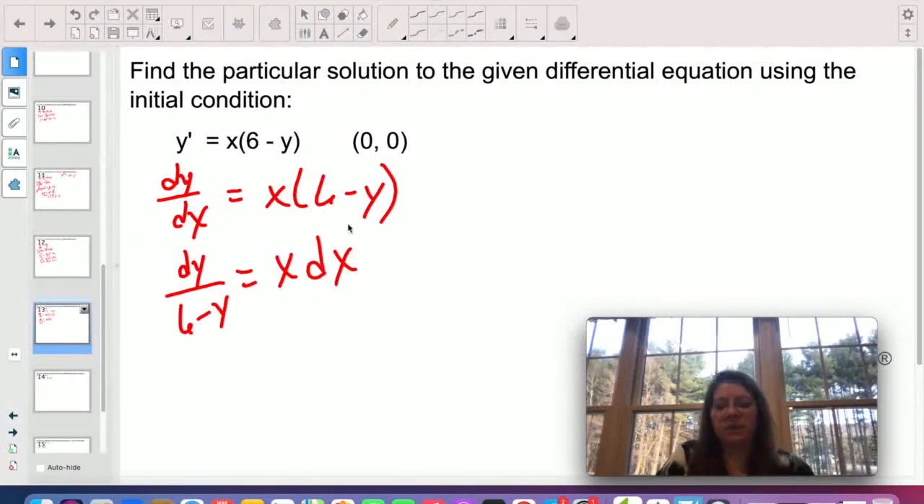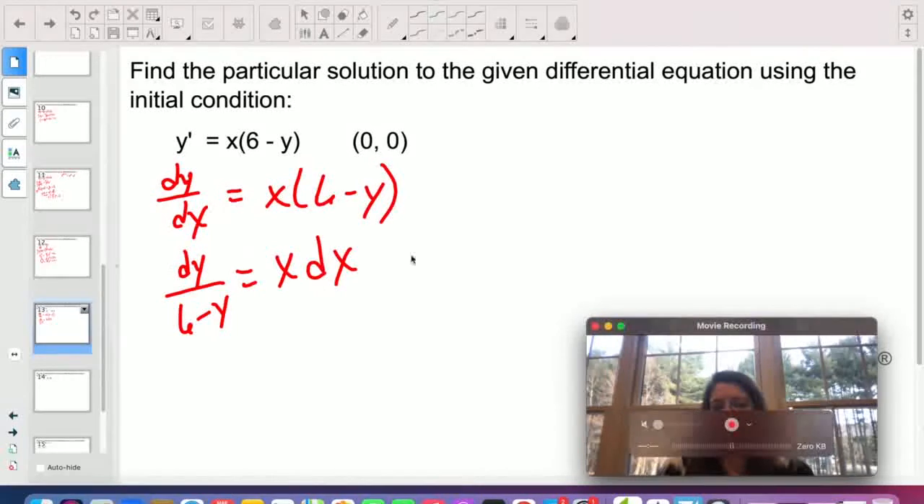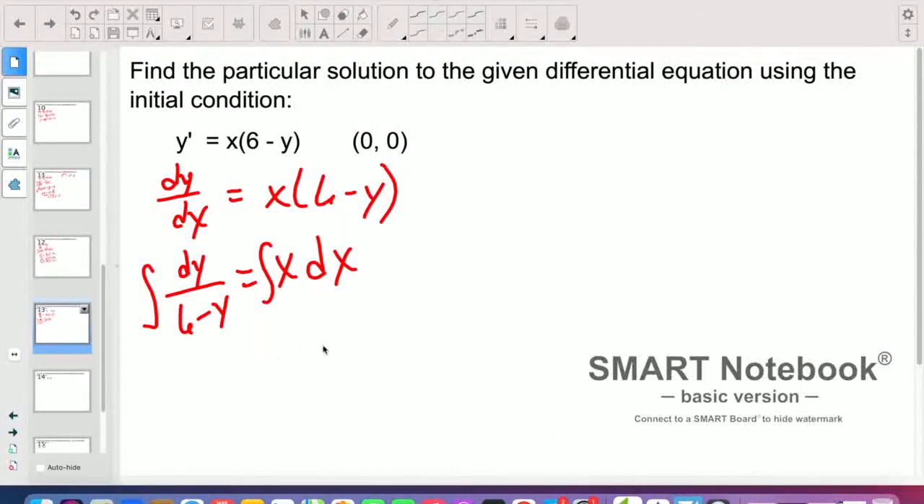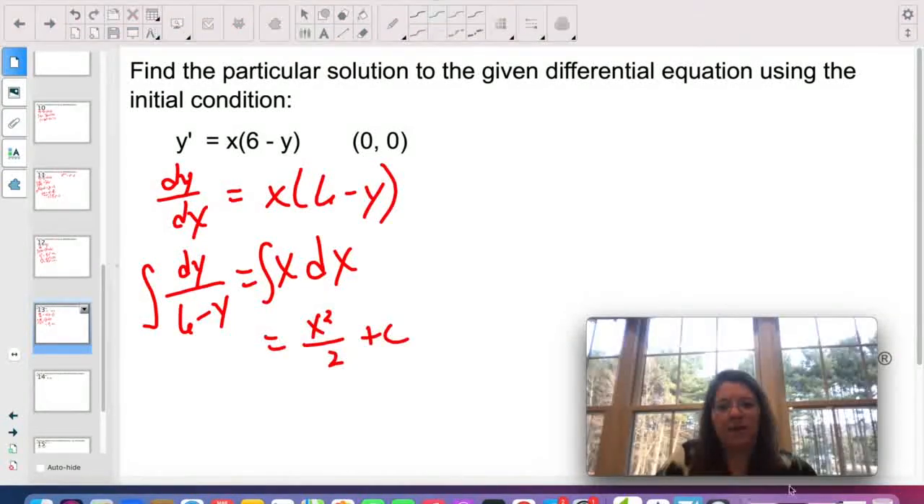Oh, notice here, this 6 minus y has to stay together. It has a y, so it needs to be over here with the dy. So it's dy over 6 minus y. And here we've got just the x, multiply the dx on the other side. Then I'm going to integrate both sides. When I integrate, on the right-hand side, that's pretty easy. That will be x squared over 2 plus c.